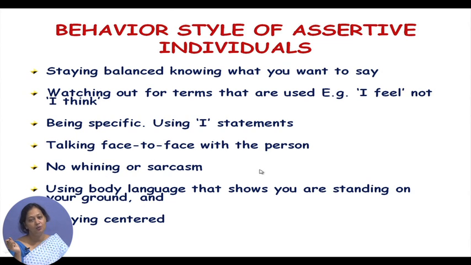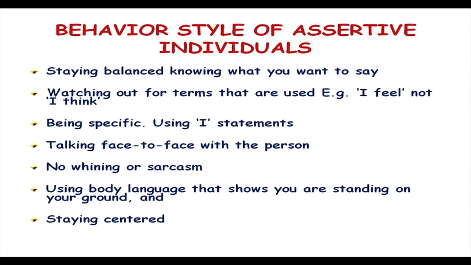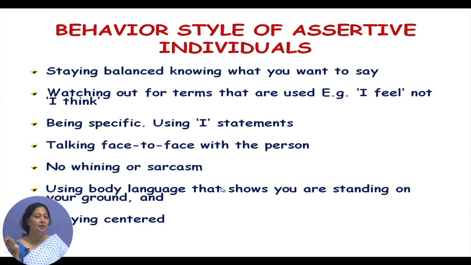Talking face to face with the person rather than avoiding. Passive individuals hide their face most of the time while talking, or they avoid eye contact. Assertive individuals generally maintain eye contact and talk face to face with that person. They do not use any sarcasm or even whining in their behavior. Sarcasm is used by aggressive individuals, whining is used by passive individuals.